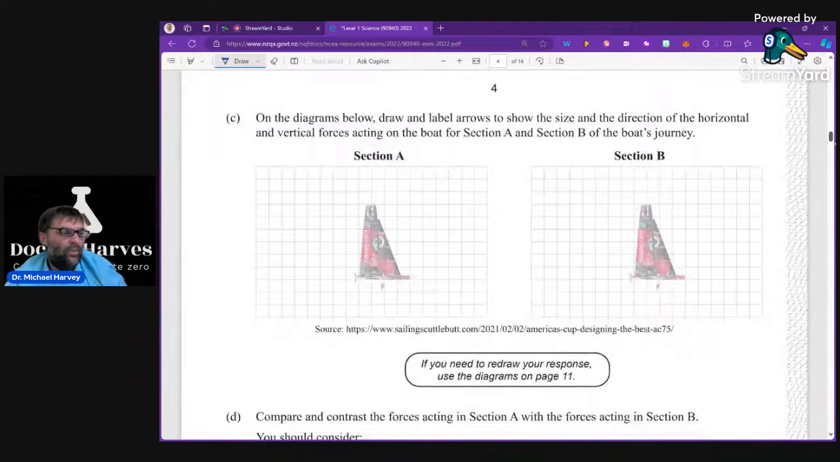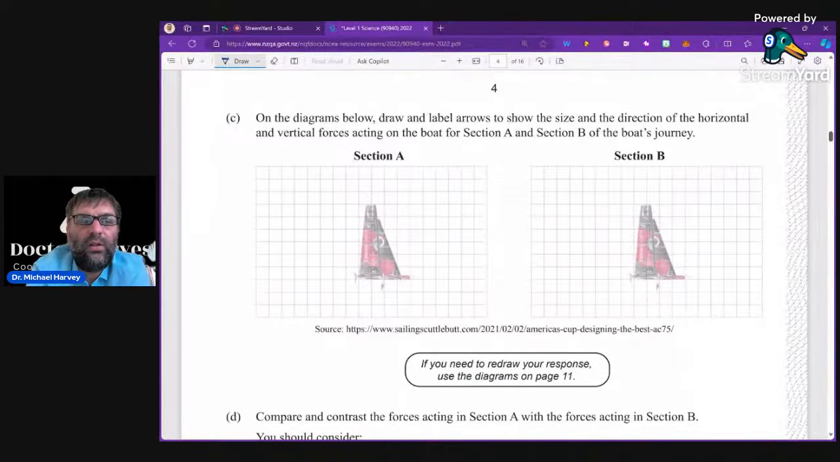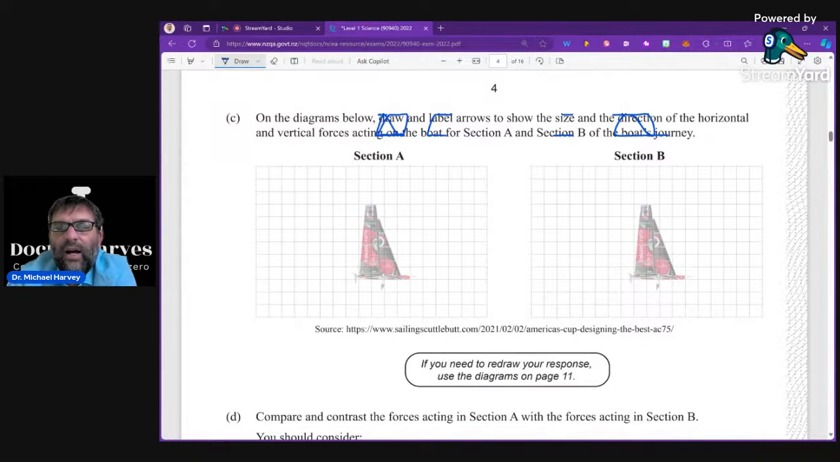So then we move on to part C, which looks to be a forces question. On the diagrams of the sailing boats below, draw and label arrows to show the size and direction of the horizontal and vertical forces acting on the boats in section A and section B of the boat's journey. So you want to look at the command word: draw, label.